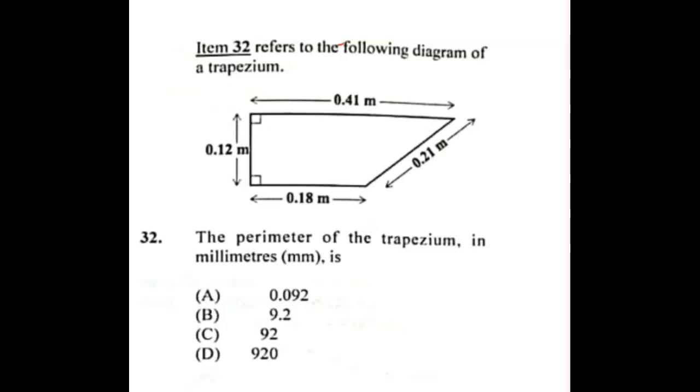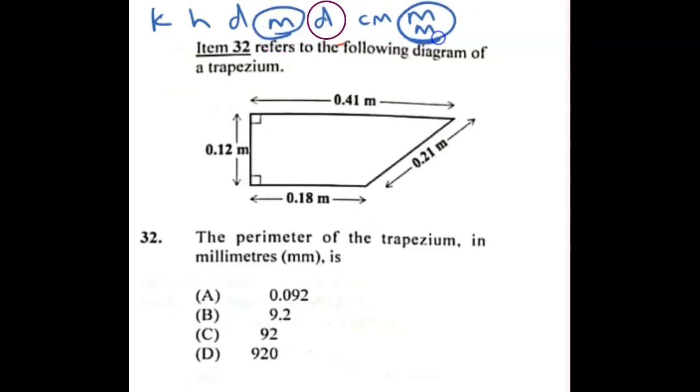So what I can do is I can just add up all 4 values in meters and then convert, right? Now, you have to remember King Henry died one day drinking chocolate milk, right? So if I am at meters and I want to go to millimeters, that will be 1, 2, 3 jumps this way. So I could move each of them 3 jumps that way and then add them up, or I could just add them up as is and then move by 3.